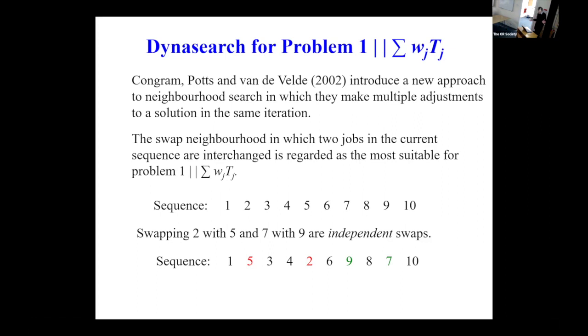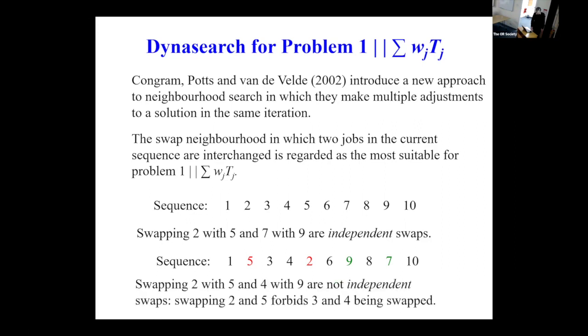So the second of the swaps can't interfere with what you've done previously with the first of the swaps. I just wanted to make the point that if you swap 2 with 5 and you would swap 4 with 9, then that wouldn't be independent, because 4 is in the middle of this block containing 2, 3, 4, 5. And you're not allowed to change that.